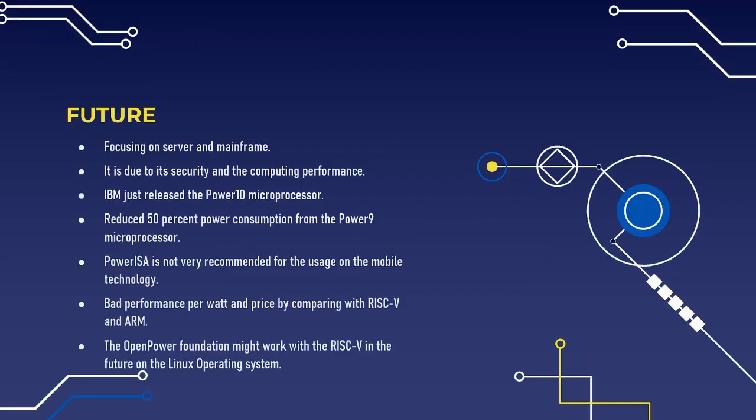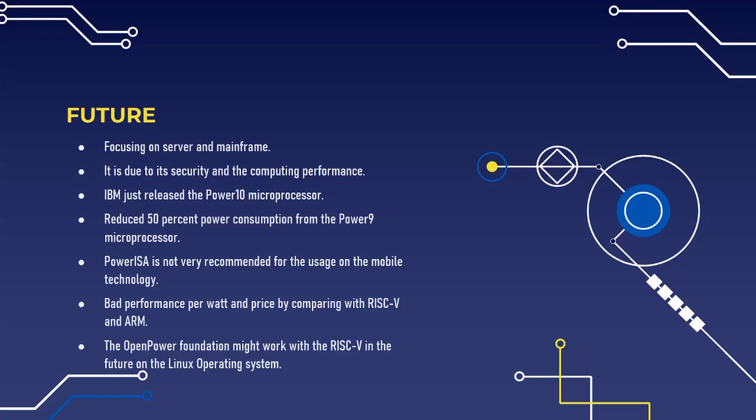So the final part, future. Currently, IBM is focusing its production line on servers and mainframes for government-related enterprises, banks, insurance companies, and so on. For example, 44 out of the top 50 banks are using the IBM mainframe, which uses the Power architecture, which uses the Power ISA. It is due to its security and computing performance.